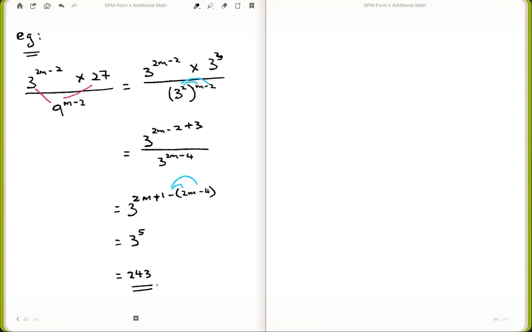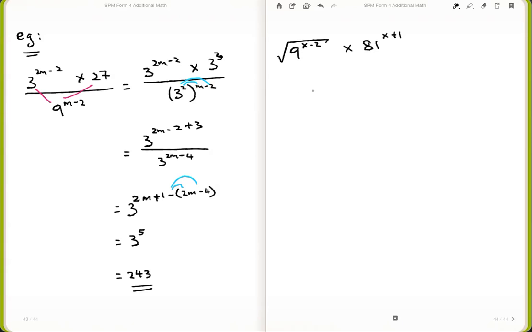Now, let me pick another question over the next page. Another past year question like this. We have square root of 9 power x minus 2, times square root of 81 power x plus 1.